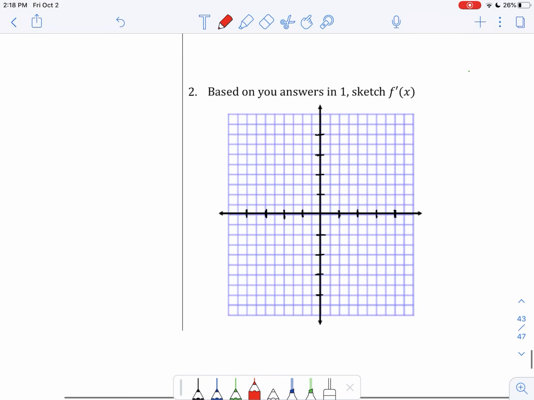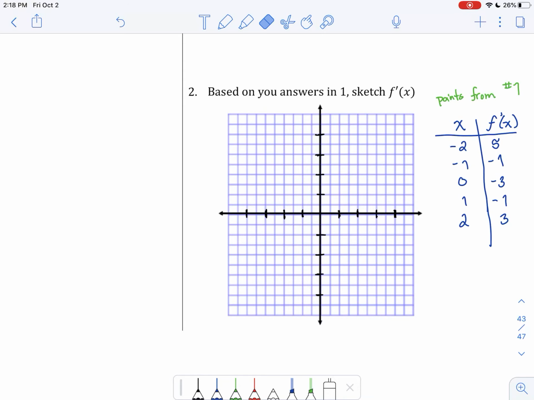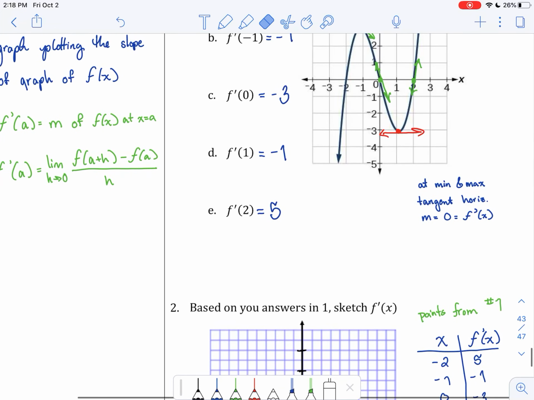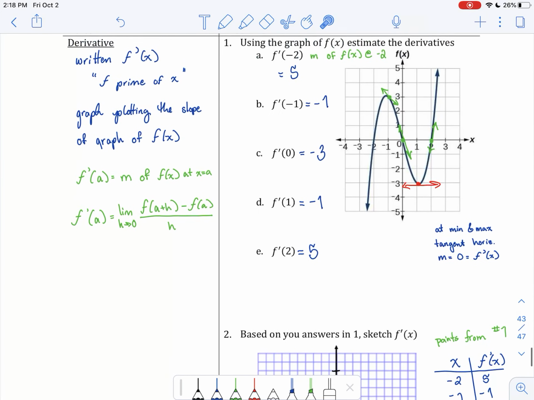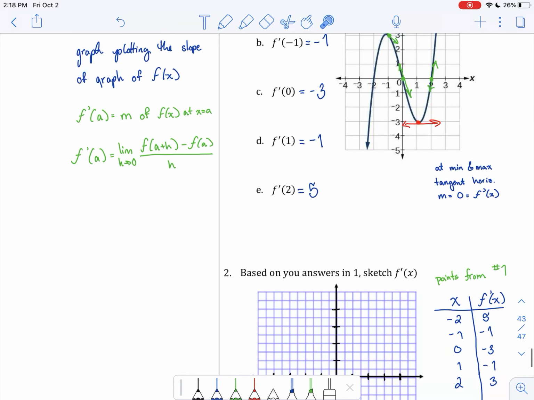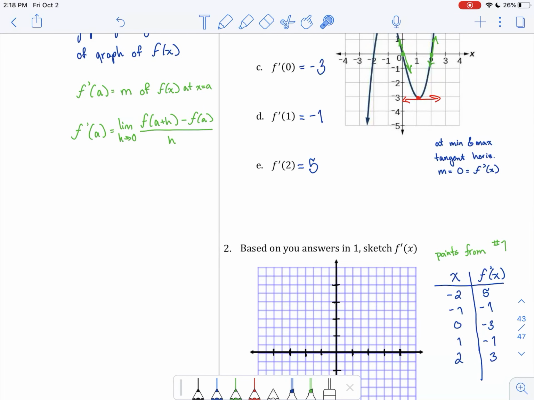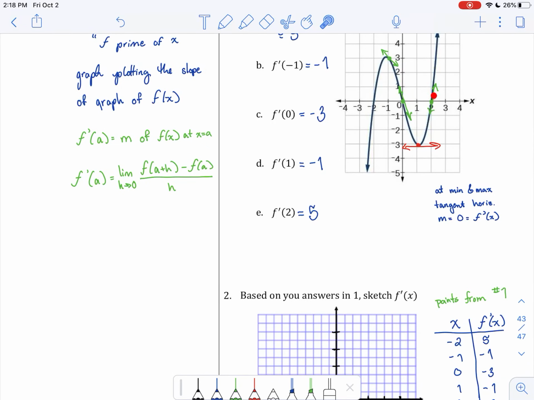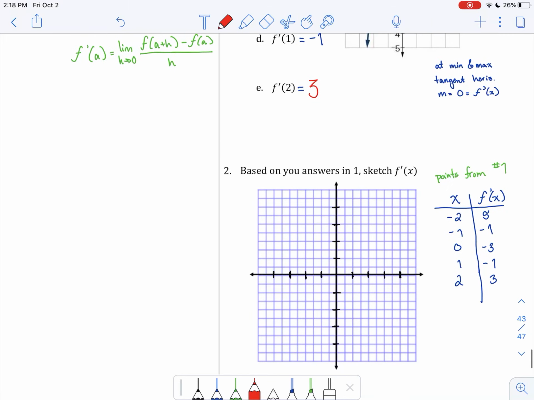So based on your answers in number 1, we're going to sketch the derivative. So what you're going to do is take all those answers that we had here, and we're going to turn them into ordered pairs. So we had -2, 5; -1, -1; 0, -3; 1, -1; 2, 3. So we have our nice ordered pairs. Oh, I guess I said 5 in the last answer. Let's see. Yeah, I'd say 3 is a better approximation. Sorry about that. Doing my corrections.